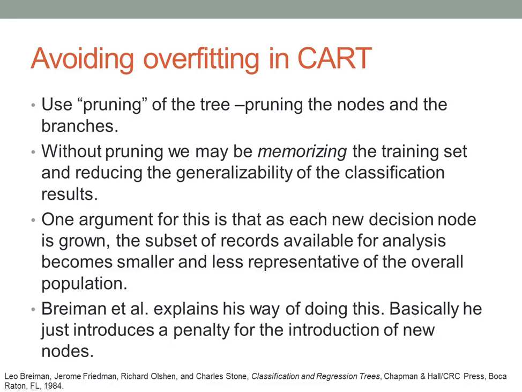Breiman et al., 1984, I'm sorry, it was 1984, not 1995. Okay, Breiman et al. explain his way of doing this. Basically, he just introduces a penalty for the introduction of new nodes. Yes, we want to make more and more nodes because we're going to get better and better results in our training set. But in his algorithm, he introduces a penalty for the number of nodes that you include. So it's kind of a tradeoff, a kind of fight between improved accuracy and number of nodes.